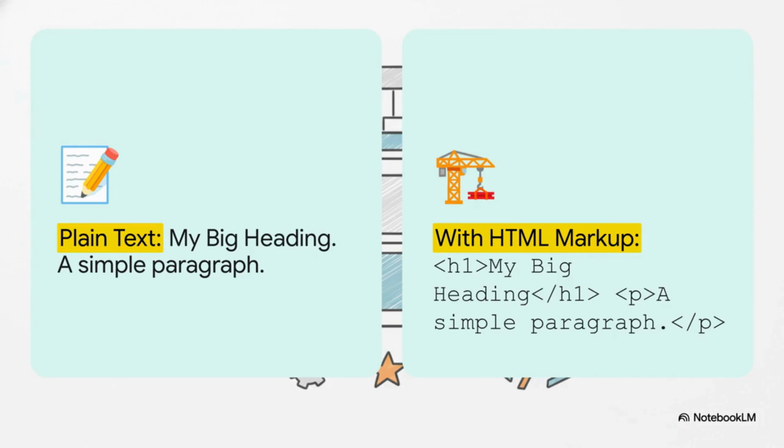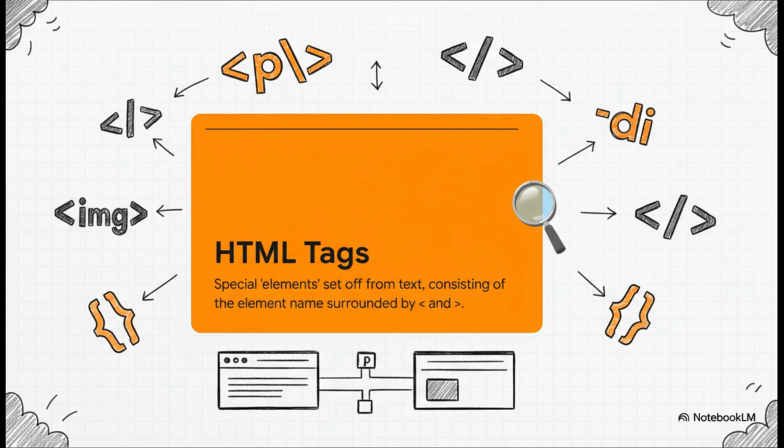And here's what that looks like in action. On the left, you've just got plain text. A browser would have no idea what's a heading and what's supposed to be a paragraph. It's just words. But look at the right. By simply wrapping the text in an H1 tag for a heading and a P tag for a paragraph, we've suddenly given it meaning. We've created structure out of chaos. So what exactly are these tags? They're really just the name of an element, like P for paragraph or IMG for image, surrounded by these little angle brackets. That's it. You can think of them as the basic commands, the fundamental language of HTML.